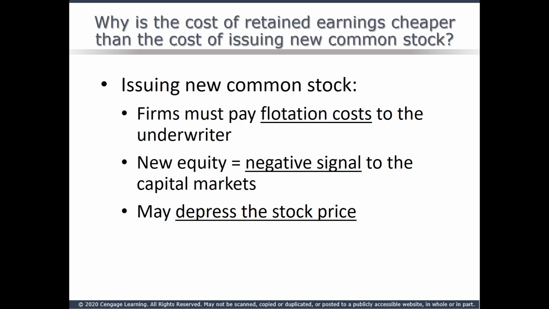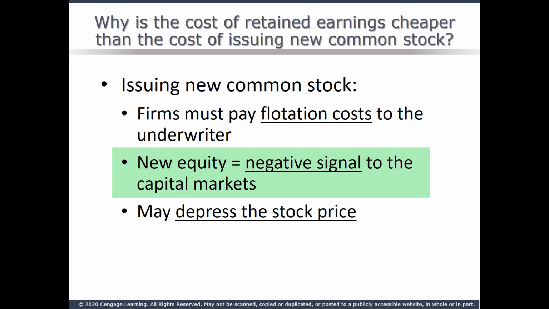The cost of issuing new common stock is greater than the cost of retained earnings. Issuing securities involves flotation cost, the cost of underwriting, legal fees, etc. When an established firm with common stock outstanding issues new equity, it's a negative signal to the market. The intuition is that it's the firm's last resort. There's a pecking order theory.